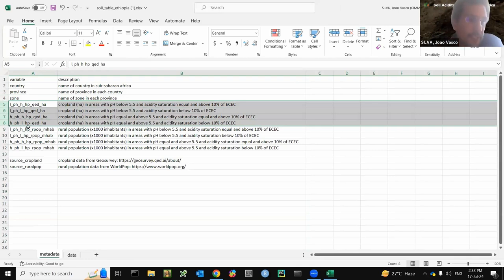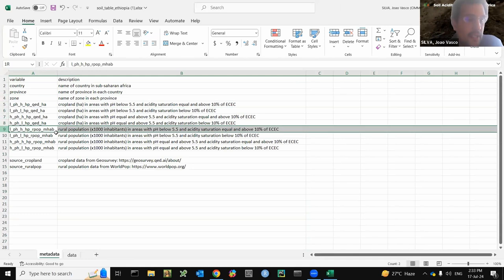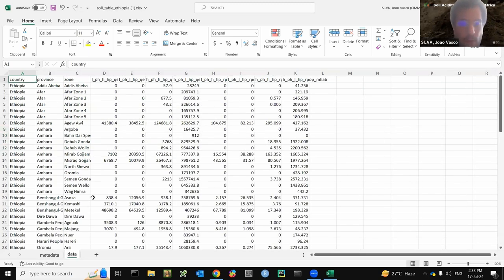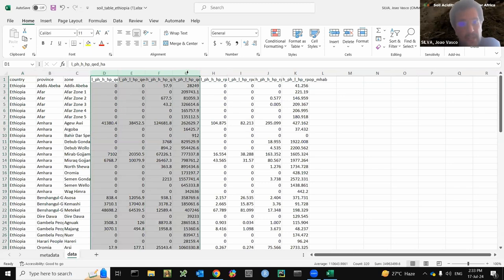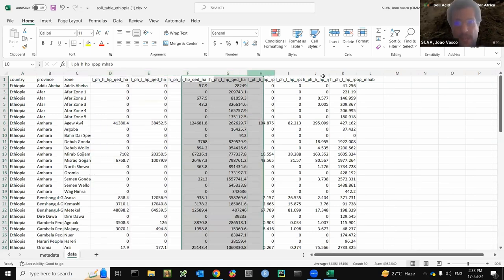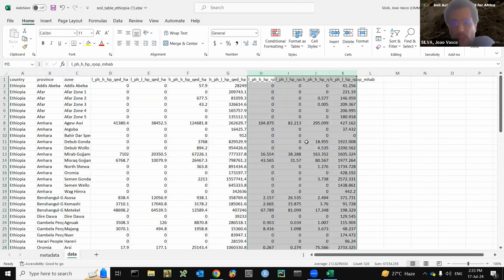And we have the same information available in terms of the millions of people that would be in each of those quadrants. Now, again, this is how the data looks. I won't go beyond that, but you can just see that for each of these admin units, you can get information on the cropland in each of those quadrants. So, with low pH and high exchangeable acidity, low exchangeable acidity, and so forth. And then the same when it comes to the rural population that is potentially affected.